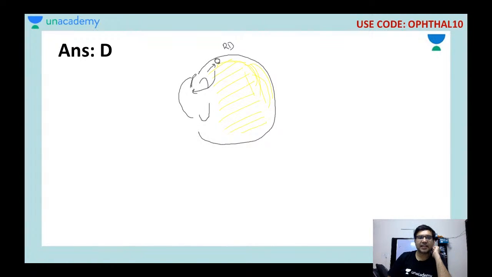Now this vitreous can also go and block the trabecular meshwork. And when the vitreous blocks the trabecular meshwork, this can also cause a rise in the intraocular pressure, which can cause a glaucoma. Do you all agree with me? So this is the pathogenesis of the various complications which can happen during a posterior capsule rupture.